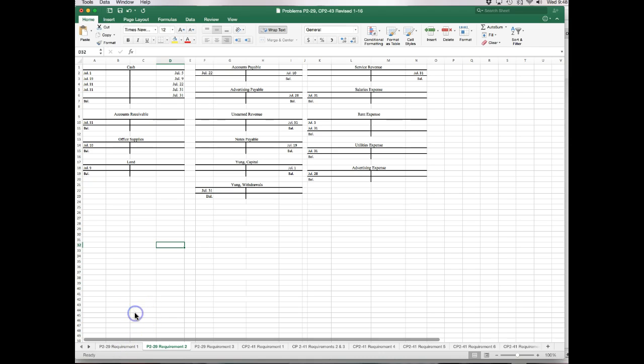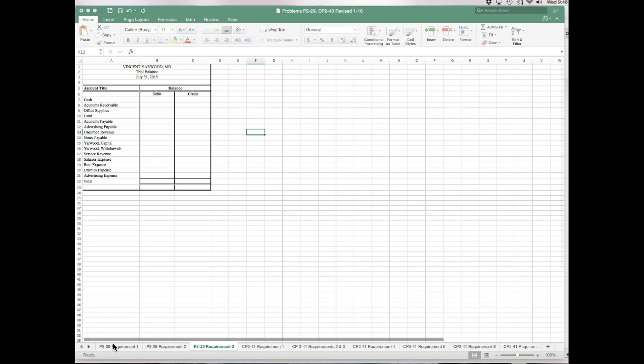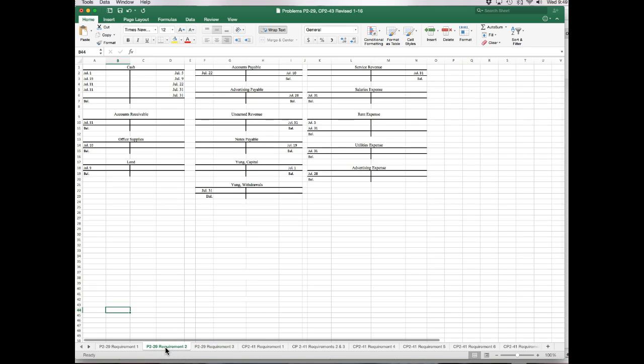So what we have posted in requirement 1, if I can get there, for some reason it's not allowing me to get there. Anyway, I'm sorry. So in requirement 2, we just go back to our journal entries, and we had a debit of cash for 1,000. So we just type in 1,000, and then we had a credit to capital for 1,000. We just put that in the credit side for the capital account.